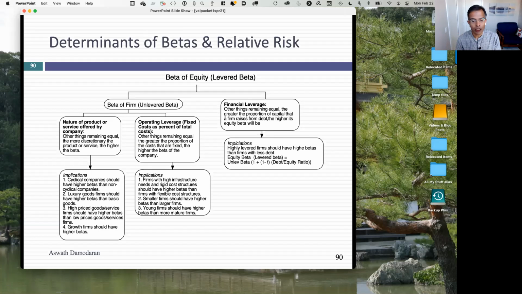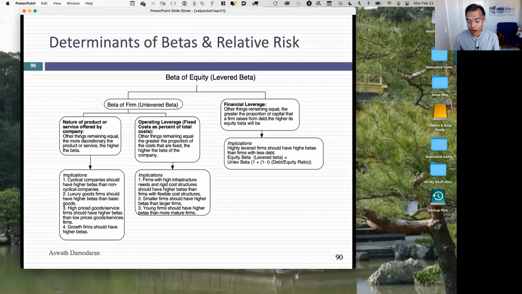The more cyclical your business and the more discretionary your products and services, the higher your beta. You know what I mean by discretionary? If your customers can live without your product, they can delay buying it, defer buying it, you should have a higher beta than if they cannot do that. So tell me what business you're in.